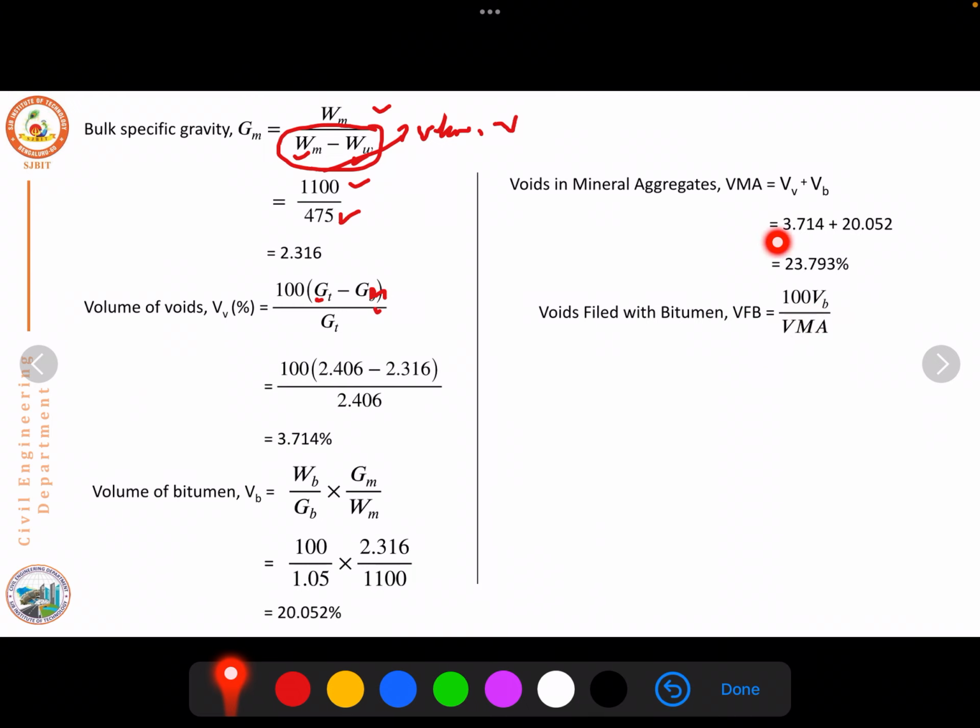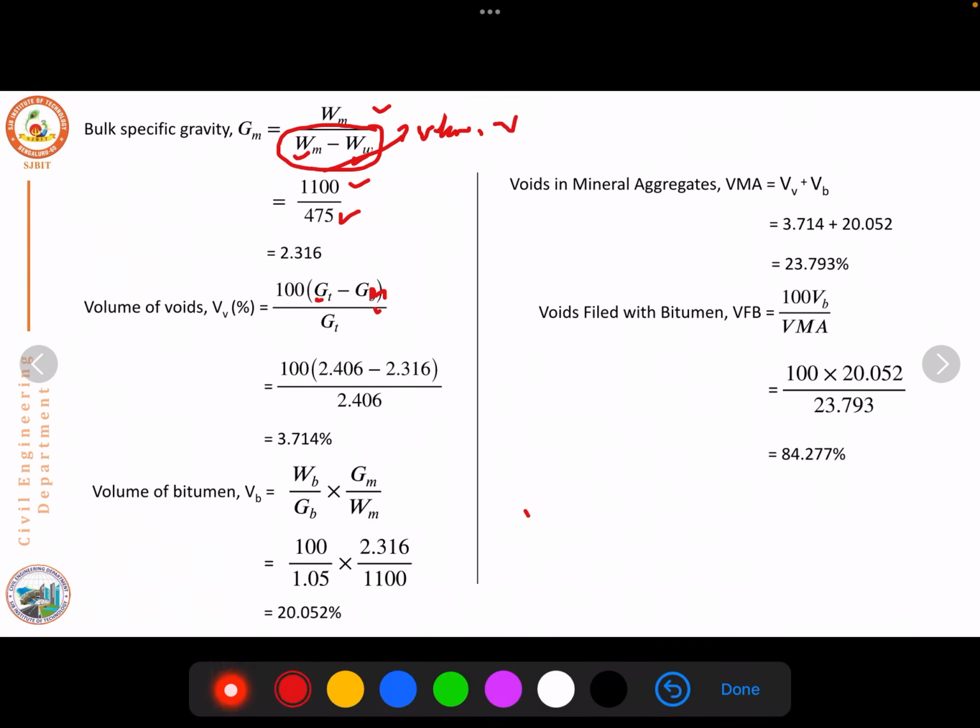After that, find out the voids filled with bitumen. VFB is equal to, out of the total voids, the void that is filled with the bitumen. So we can find VB, the voids filled with bitumen alone, divided by the total voids in mineral aggregates, expressed in terms of percentage. We can estimate the voids filled with the bitumen.